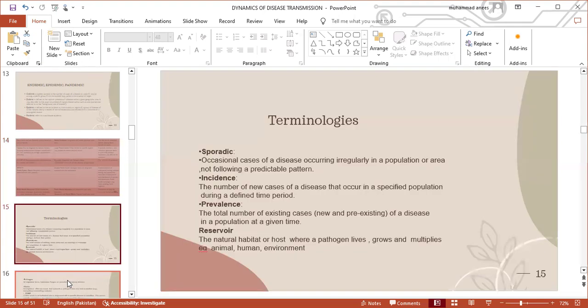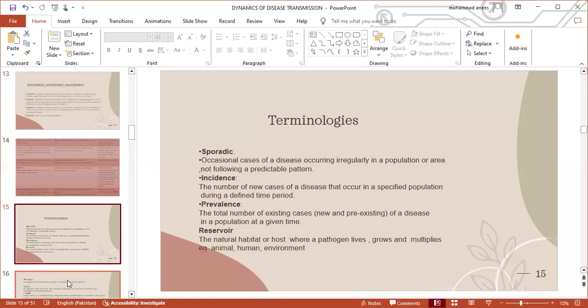Moving on to certain other terminology related to an outbreak is sporadic outbreak, which is the occasional case of a disease occurring irregularly in a population or area, not following a predictable pattern. Then moving on to incidence, which shows the number of new cases of a disease that occur in a specified population during a defined period of time. Prevalence is the total number of existing cases, which includes new and pre-existing cases of a disease in a population at a given time.